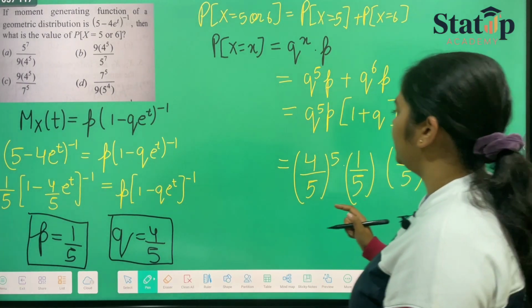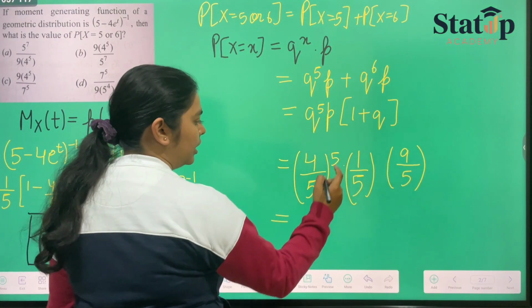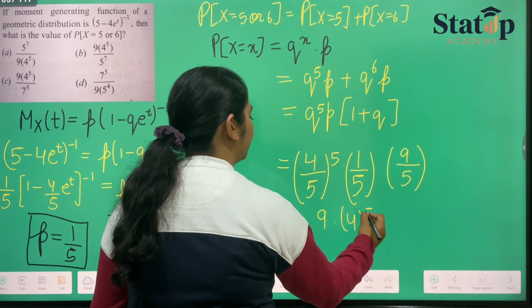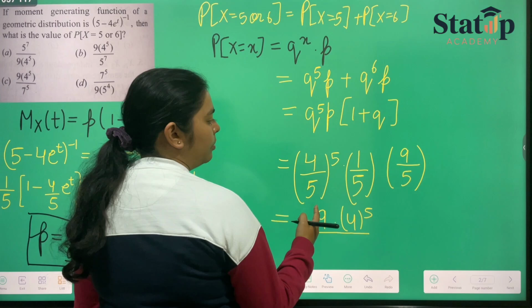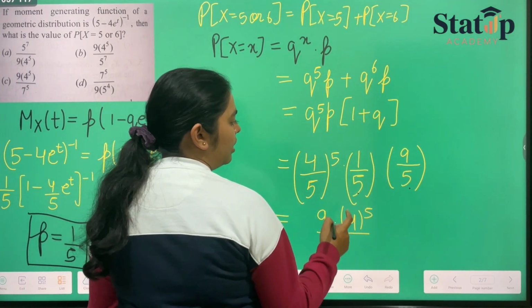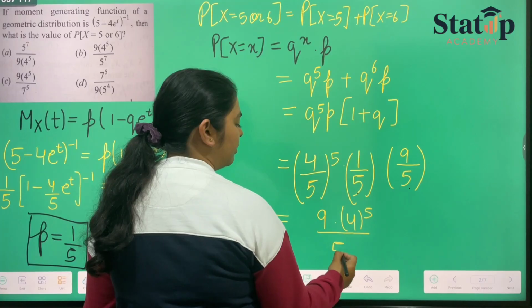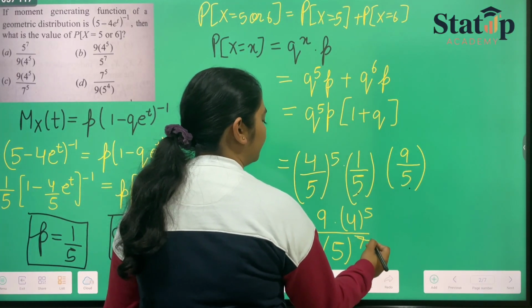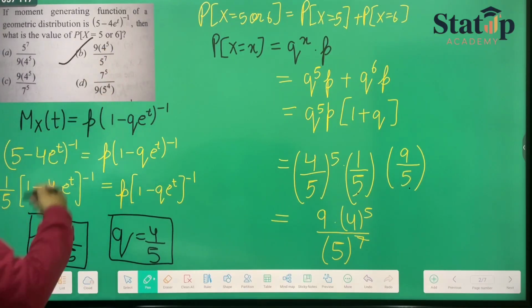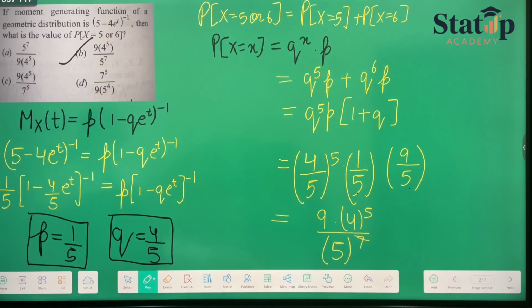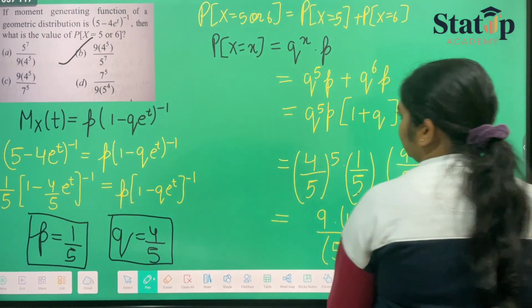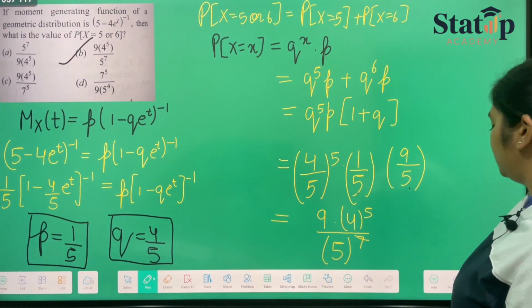Now in the numerator we will be having 9 into 4 raised to the power 5, and in the denominator there are 5 fives here and 1 five here, and 5 plus 2 will be 7. So 5 raised to the power 7. This matches our option number B: 9 into 4 raised to the power 5 upon 5 raised to the power 7. This is how we calculate it. I hope that this question is clear with all of you.